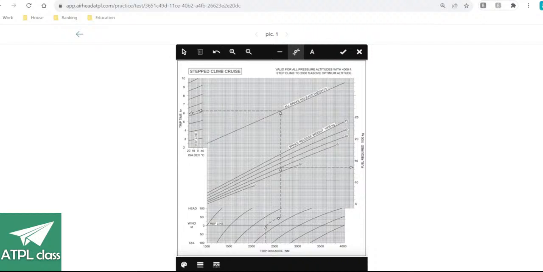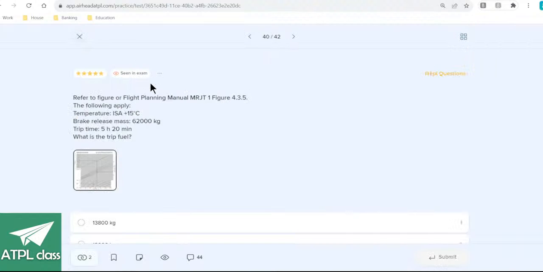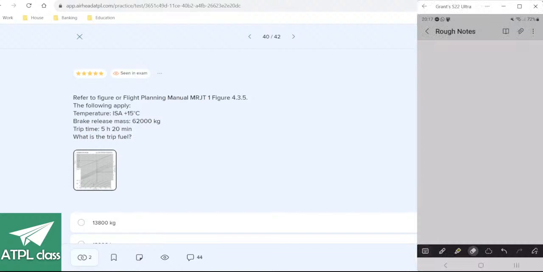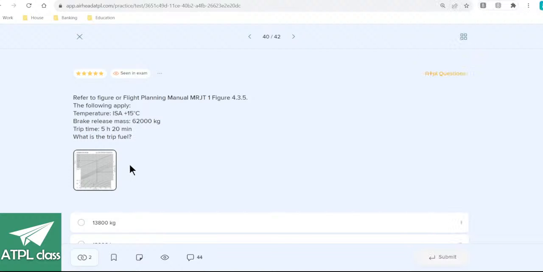Refer to the flight planner manual. So does this let me draw lines? Oh, that is brilliant. Okay, cool. Somebody said that to me on a comment recently and I completely didn't even know what they were talking about, but right. ISA 15.